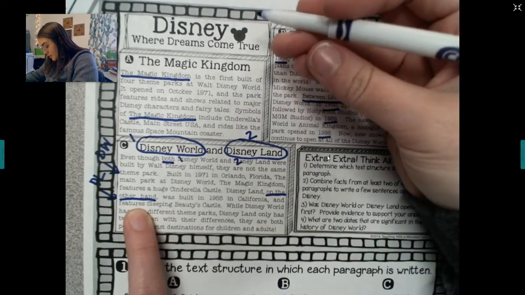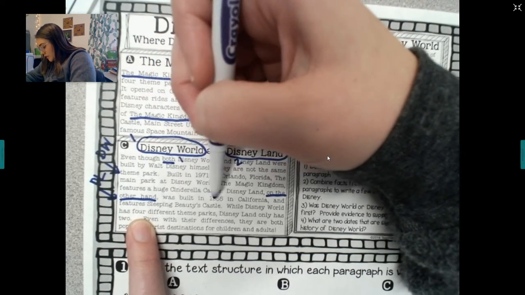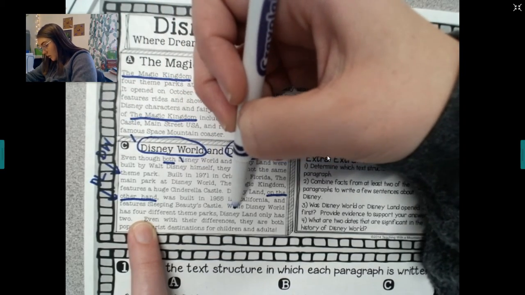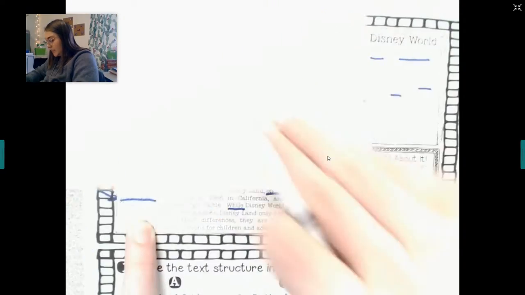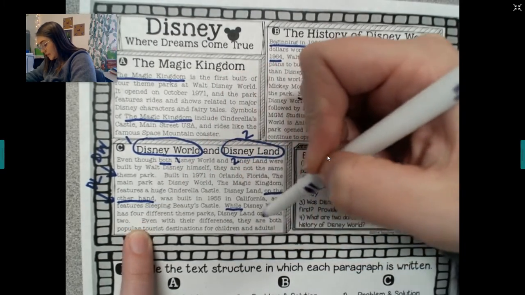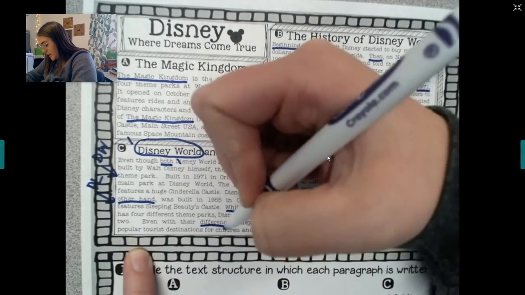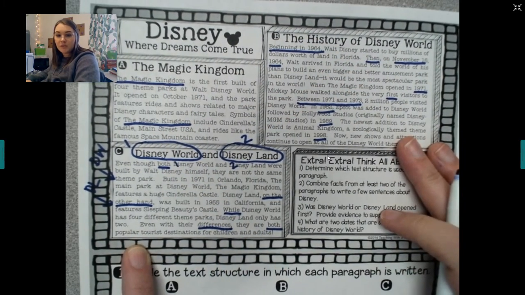Oh my gosh. I think I know what this one is. Was built in 1955 in California and features Sleeping Beauty's castle. While, that's another transition word. It's a key word in compare and contrast. While Disney World has 4 different theme parks, Disneyland only has 2. Even with their differences, they are both popular tourist destinations for children and adults.